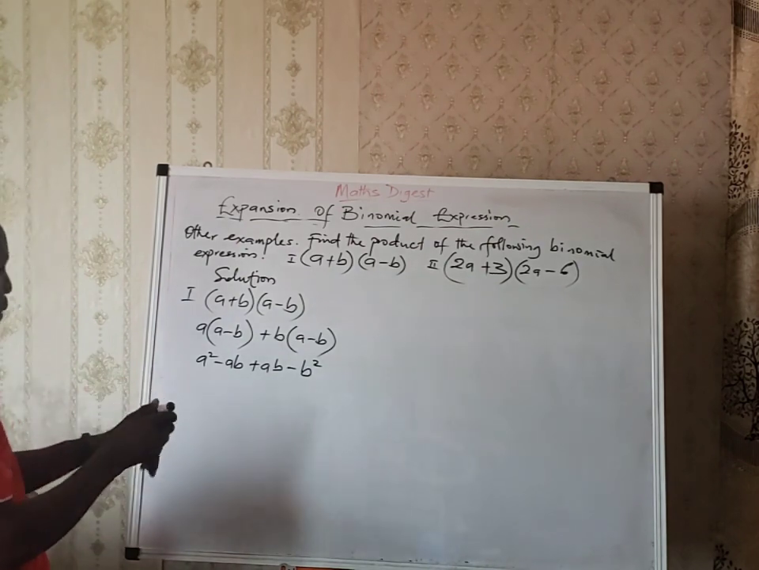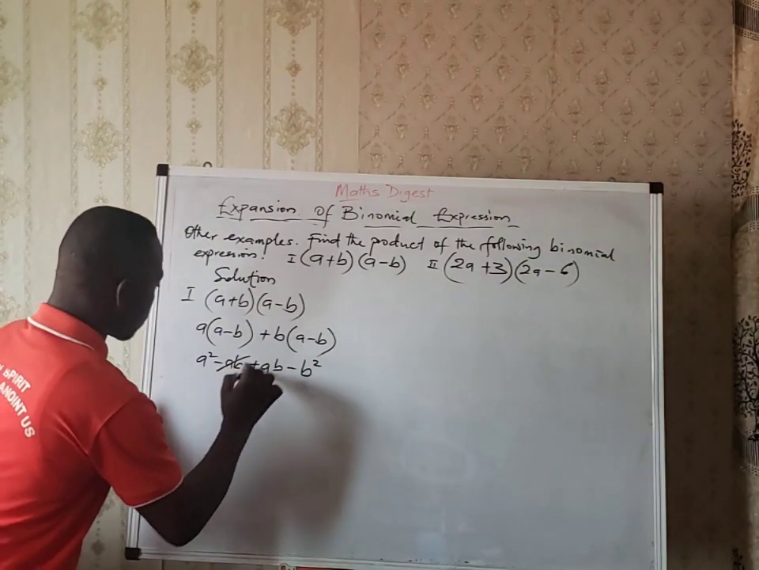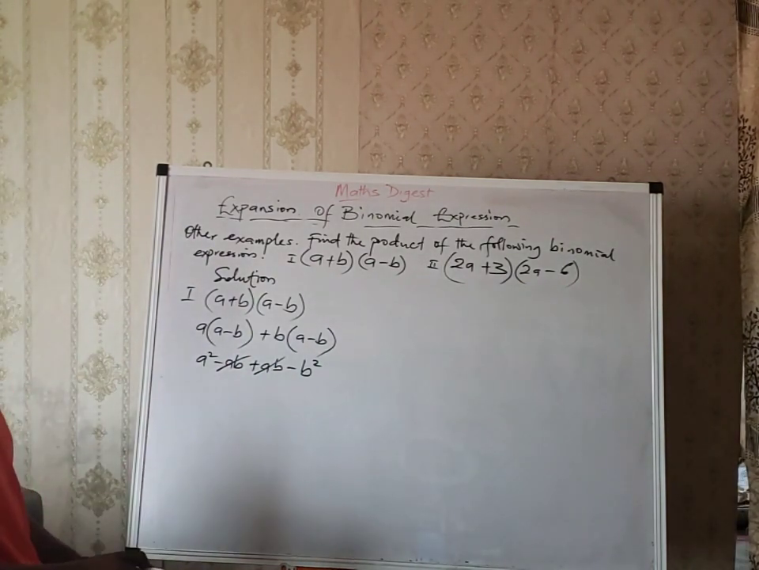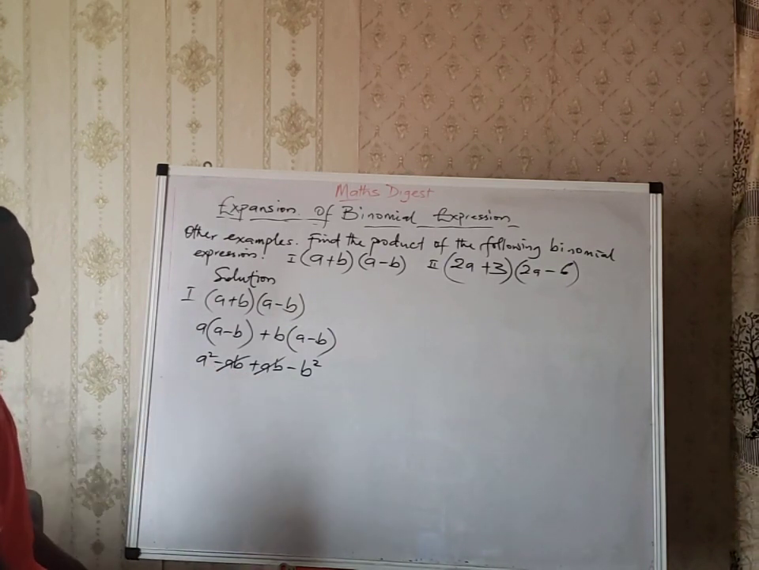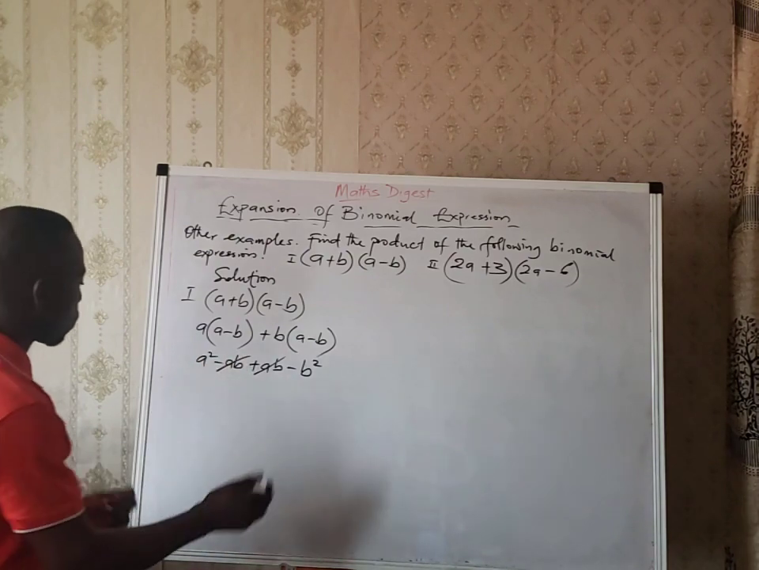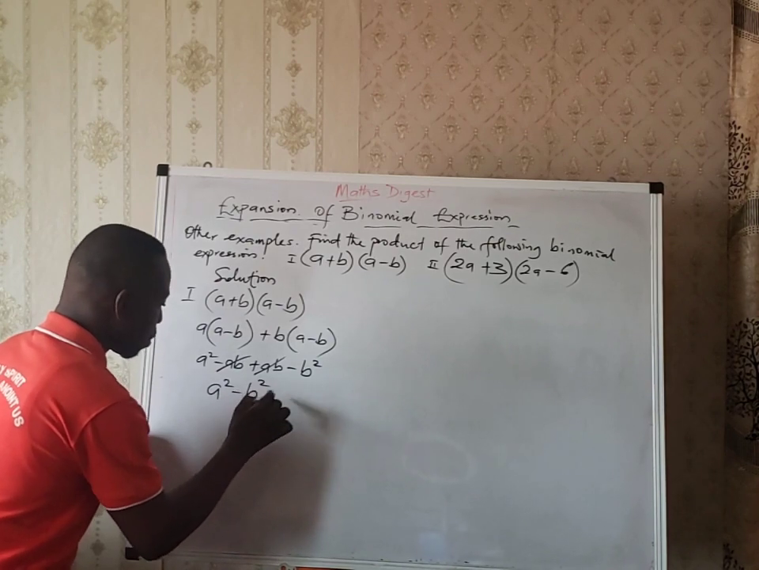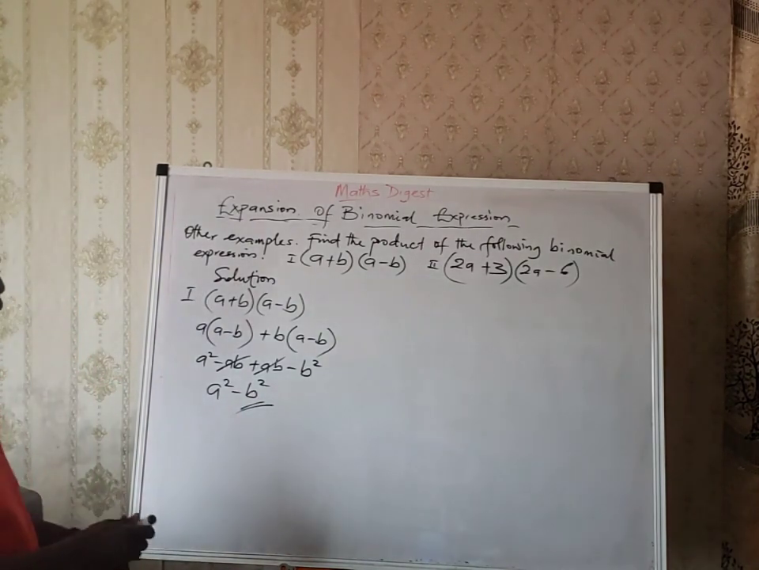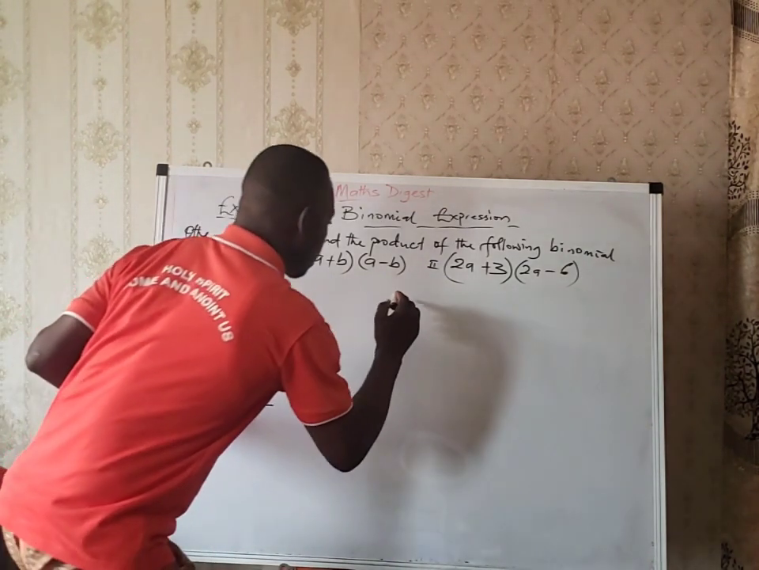Now from here we can collect like terms. Looking at it, we cancel these, because this is negative while this is positive. So instead of bringing them together, you can cancel them out. So from here we now have a squared minus b squared. This is the final answer, and if you look at it, this is a difference of two squares. Now we look at the second one.